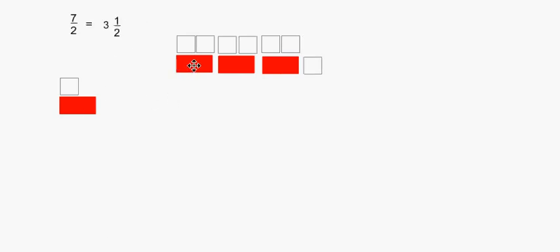Conversely, if I started off with my 3 1/2, 1, 2, 3 1/2, each one of these reds is going to take 2. So there's 2. There's another 2, there's another 2, there's our 3 times 2 concept that we talked about before. That gives me 6, plus my half gives me 7 halves, and it works in both directions.